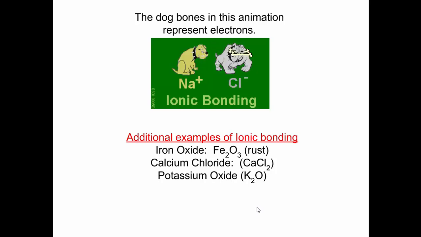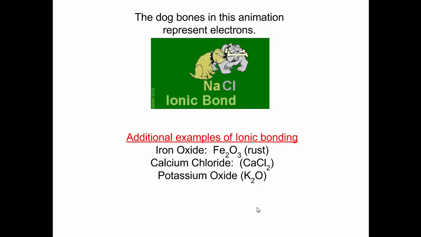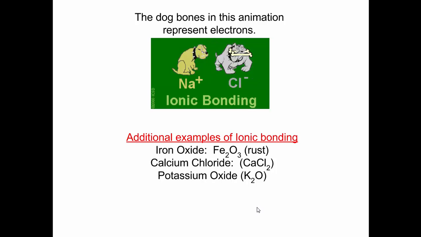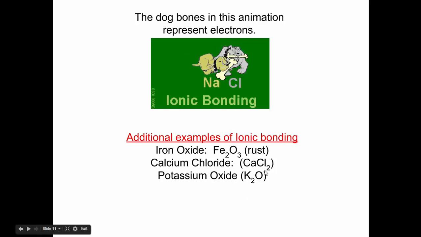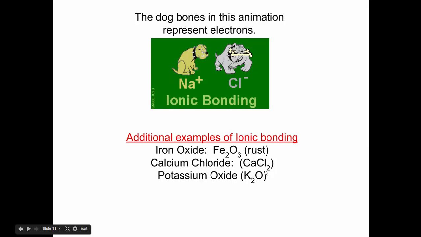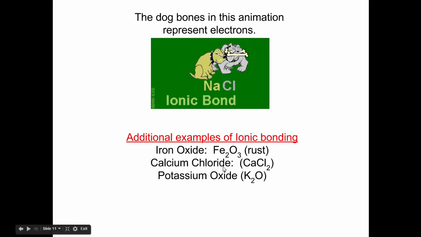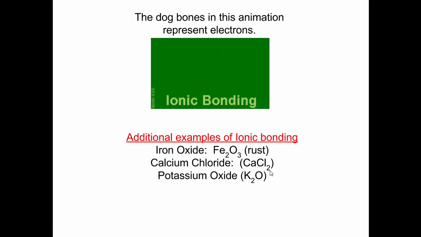So some other examples of ionic bonding are iron oxide, which is Fe2O3, which is rust. Calcium chloride, CaCl2. So again, that means that we have 1 calcium and 2 chlorine atoms, and they give their electrons, and so we end up with a molecule. And potassium oxide.